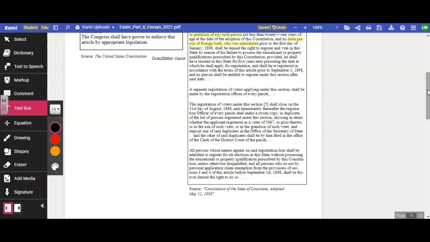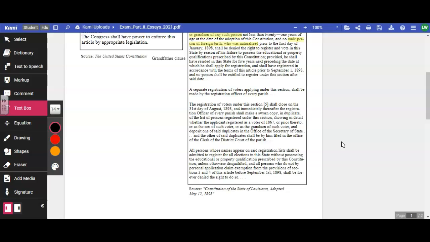It says, a separate registration of voters applying under this section shall be made by the registration officer of every parish. The registration of voters under Section 5 shall close on the 31st day of August in 1898, and immediately thereafter, the registration officer of every parish shall make a sworn copy in duplicate of the list of persons registered under this section, showing in detail whether the applicant registered as a voter in 1867 or prior thereto, or as the son of such voter or the grandson of such voter, and deposit one of said duplicates in the office of the Secretary of State, and the other said duplicates shall be by him filed in the office of the clerk of the district court of the parish.